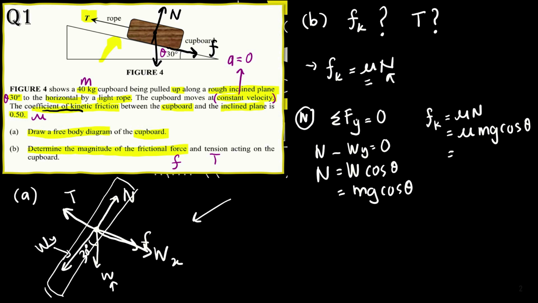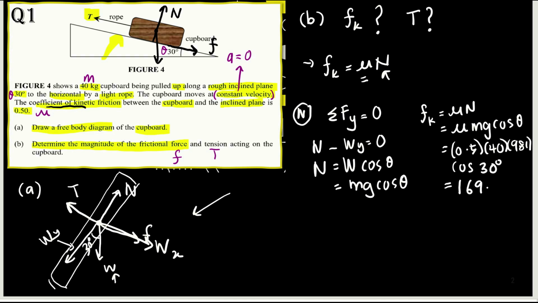So we substitute all the values: 0.5 times mass 40, times 9.81, times cos 30. So you will get your frictional force as 169.91 Newton. So that is for frictional force.